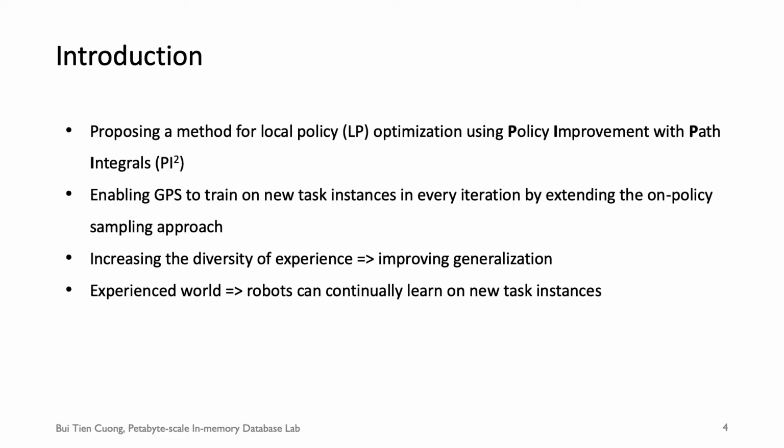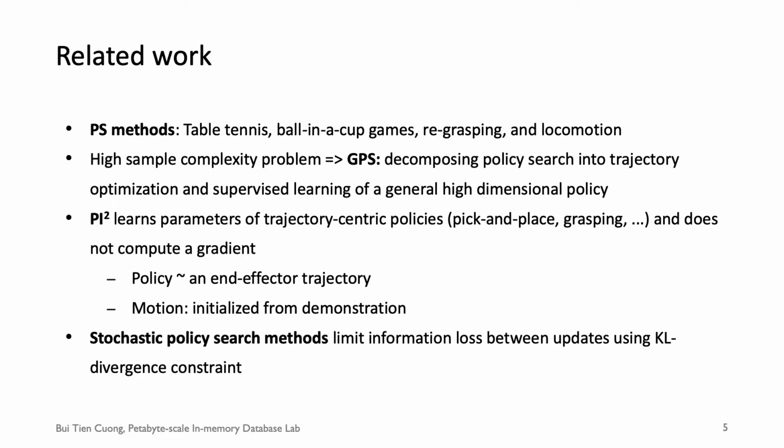Once the robot experiences the world, it can continually learn new task instances. Policy search methods have been used in robotics for a variety of tasks. However, the high sample complexity problem makes it hard. Guided policy search decomposes the policy search procedure into trajectory optimization and supervised learning of a general high-dimensional policy. Path integrals have been successfully used to learn parameters of trajectory-centric policies, and they do not compute a gradient. Stochastic policy search methods limit information loss between updates using KL divergence constraints.